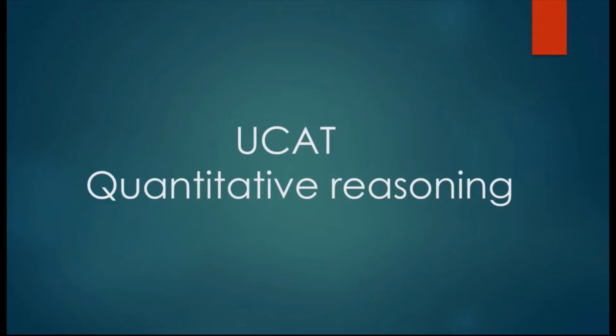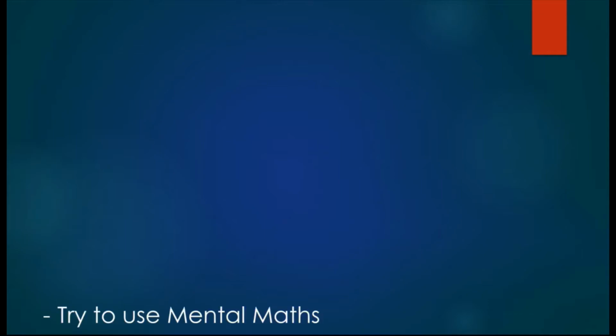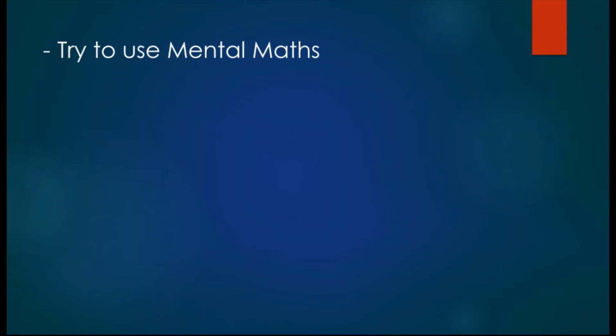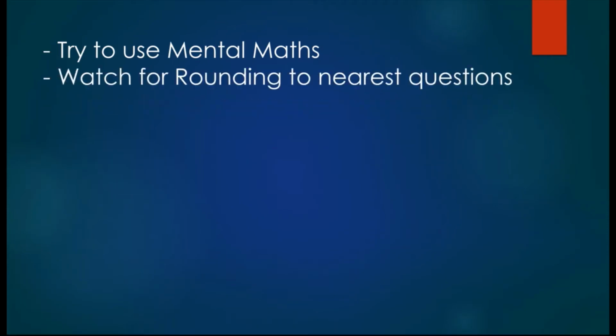In this video, I will be covering the quantitative reasoning section of the UCAT, covering a few tips and going through a few examples which commonly come up. So starting off, try to use mental maths as much as you can instead of using the UCAT calculator. This is because even if you know all the shortcuts of the UCAT calculator, it still takes much more time than using your brain. So if you can, then try to use mental maths because it can save you a lot of time.